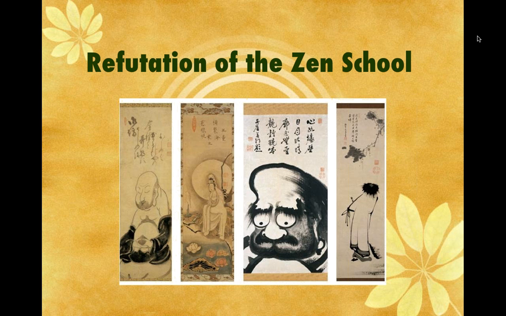All right, so we're back to the beginning of this session, and this is the refutation of the Zen school. In the basic Zen doctrine, they believe that the Dharma was transmitted outside the realm of the sutras, that there was a mind-to-mind transmission. And so they refute the reliance on teachings. In other words, the Buddha never revealed his enlightenment or cause within the sutras.